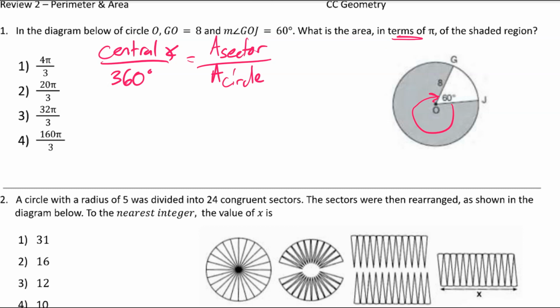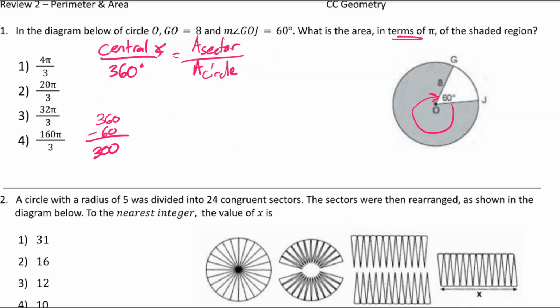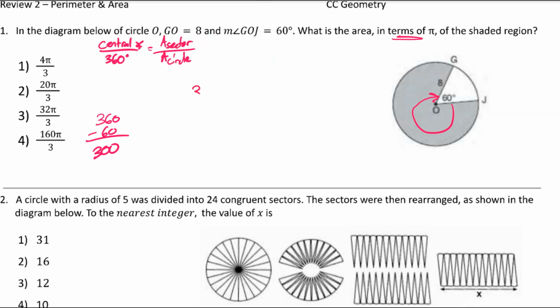If I know that all of a circle should be 360 degrees, I can subtract away 60 to find that the central angle I'm looking at is 300 degrees. So that's what I'm going to use in my proportion. 300 divided by 360 is equal to the area of the sector, which is what I'm looking for, divided by the full area of the circle.